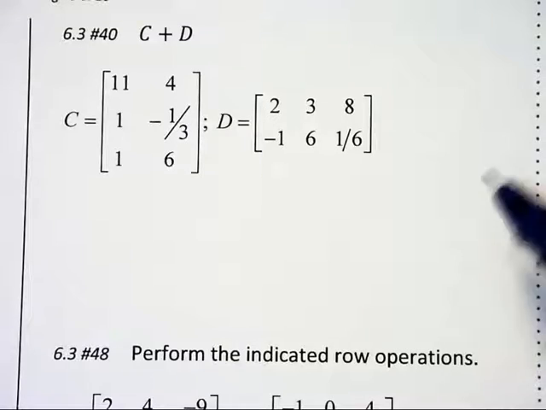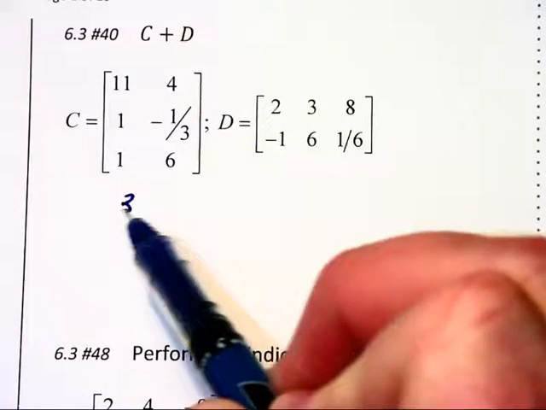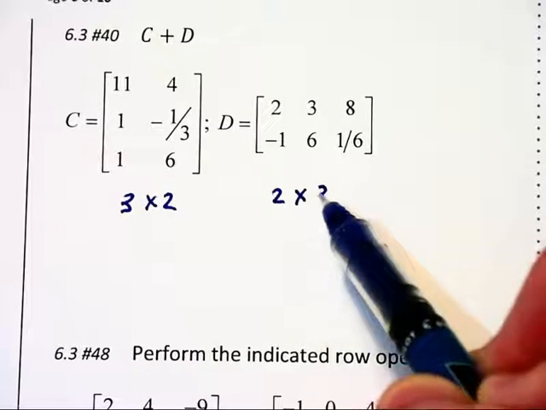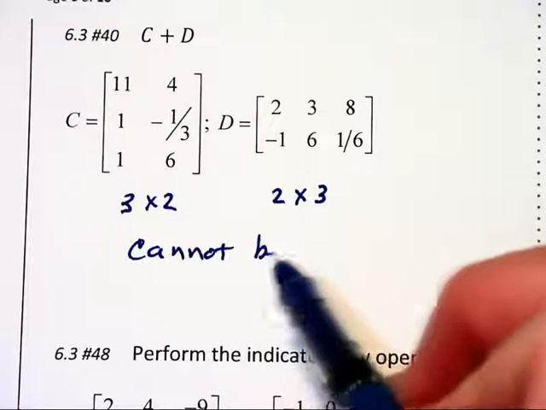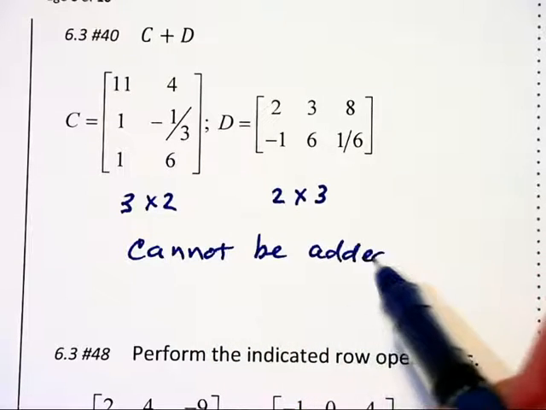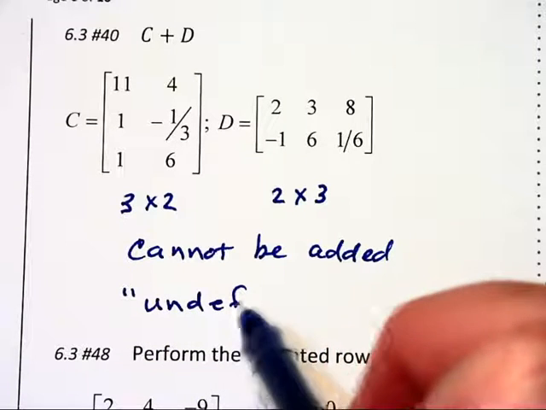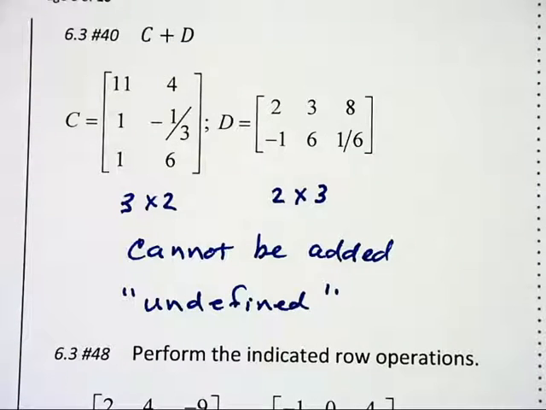They want us to add C and D, but notice how C is a 3 by 2 matrix and D is a 2 by 3 matrix. So basically these cannot be added. And your author is using the word undefined here. I don't know that I quite like that word because I use undefined exclusively for division by 0, but we will go with that as the word we use.